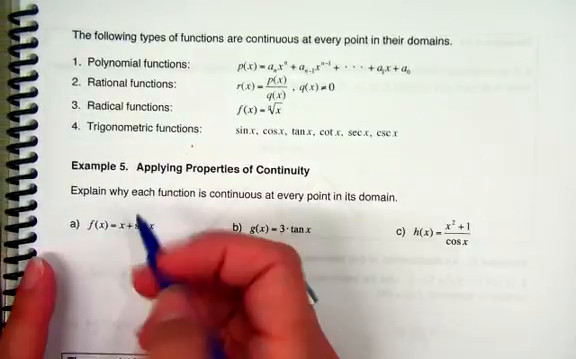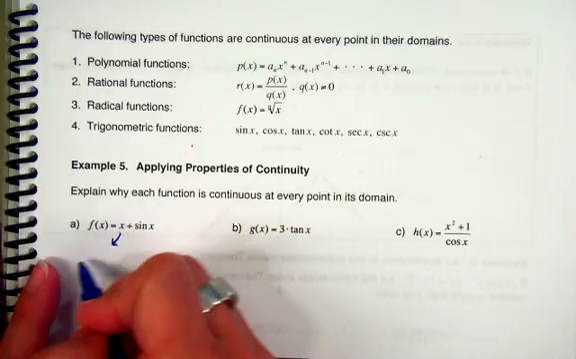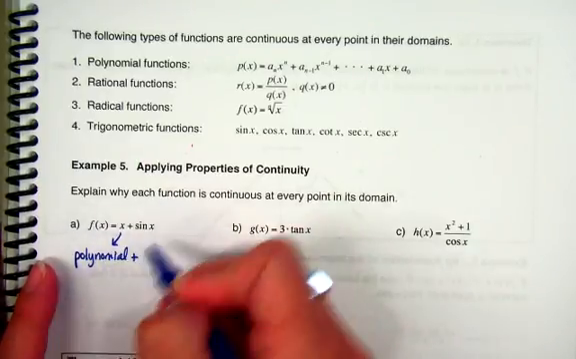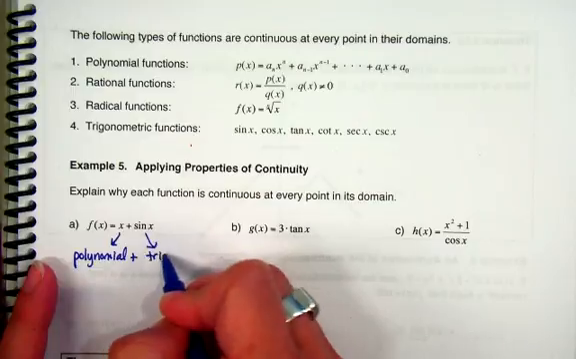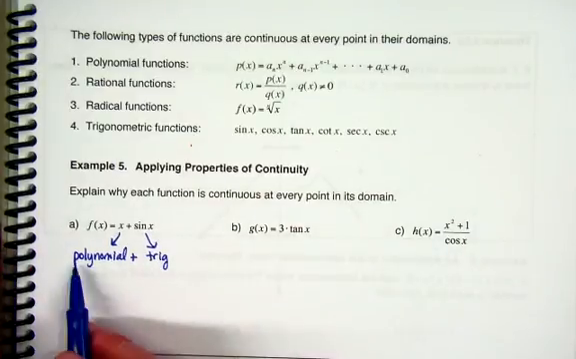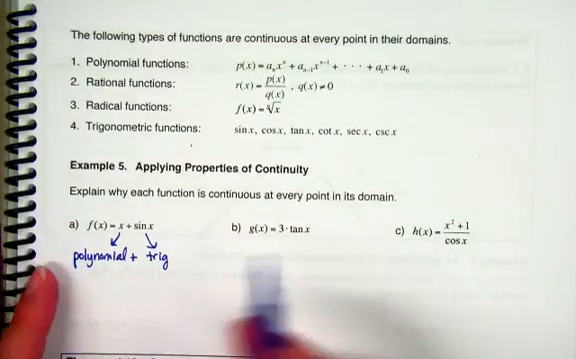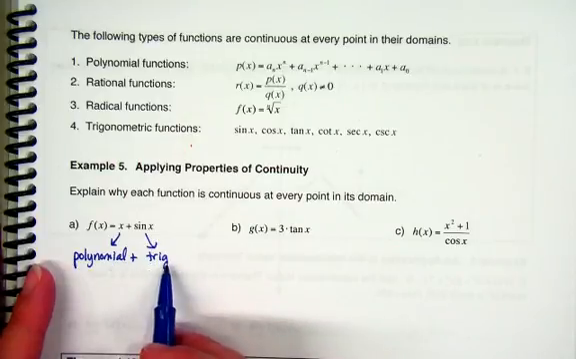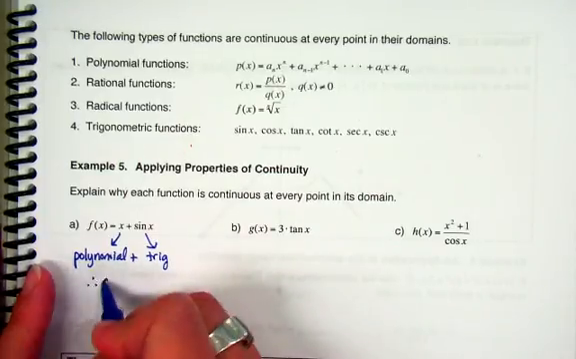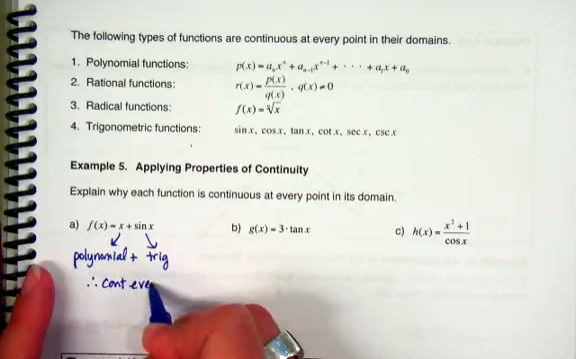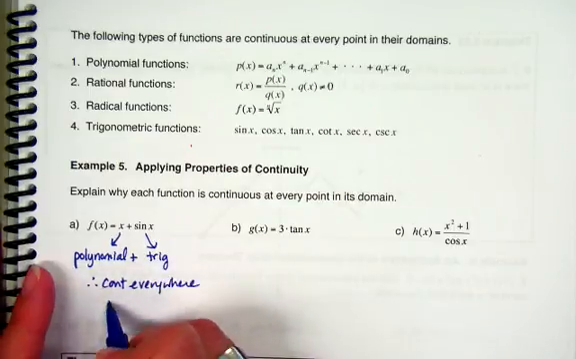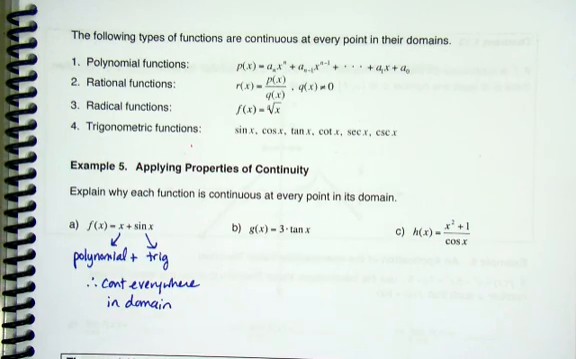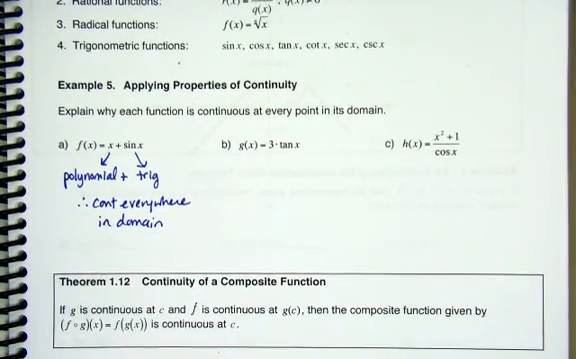Well, all that you're looking at here, you have x, which is technically a polynomial function, plus sine of x, which is a trig function. Since polynomial is continuous everywhere, and a trig function is continuous everywhere, therefore this would be continuous everywhere. And again, it's always in the domain. In this case, the domain for both of those is all reals, so that would be continuous for everything.